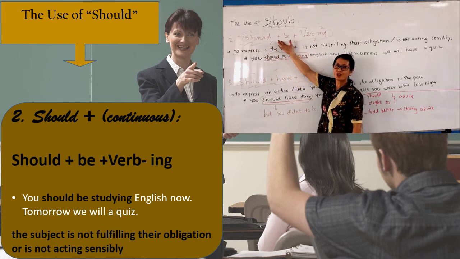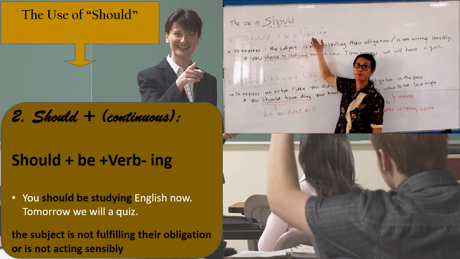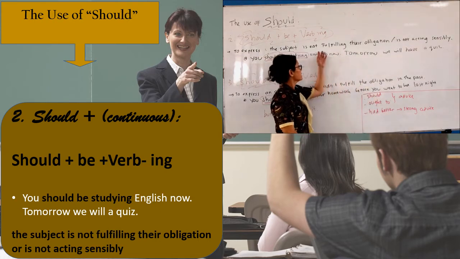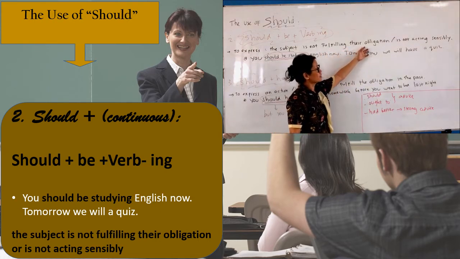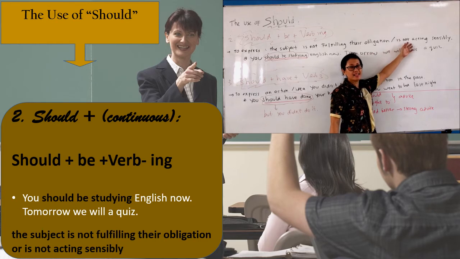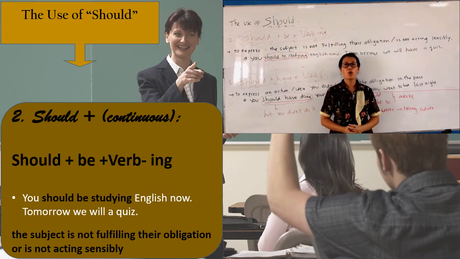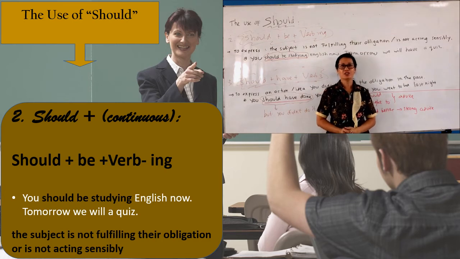The second use of should here. Should plus be plus verb ing, we say that. The function is to express that the subject is not fulfilling their obligation or is not acting sensibly. It means orang ini tidak memenuhi kewajibannya di masa sekarang atau tidak bertindak bijak. Jadi seharusnya dia sekarang harusnya sedang ngapain? Sedang lakukan sesuatu, bukan doing something else.